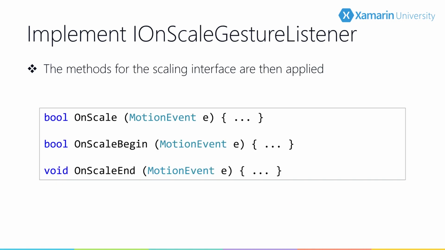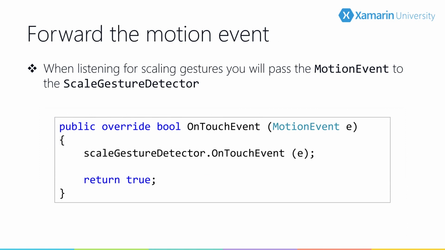The IOnScaleGestureListener requires 3 methods. OnScale is raised as the gesture is being performed and can be used to track changes. OnScaleBegin is called when the gesture is first started, meaning 2 fingers are on the screen and they're moving. OnScaleEnd is called when one of the fingers has left the screen and the gesture is no longer being performed. And again, we need to forward the MotionEvent to the ScaleGestureDetector. Pass them in using the OnTouchEvent method.